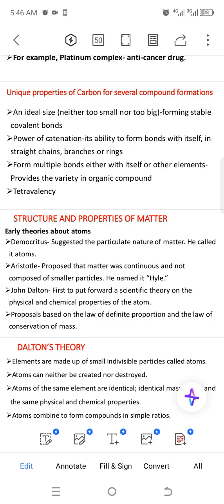And also it has the total valency. The total valency meaning that for carbon you have to have four electrons in the valence shell. You have to have four electrons in forming the compounds.